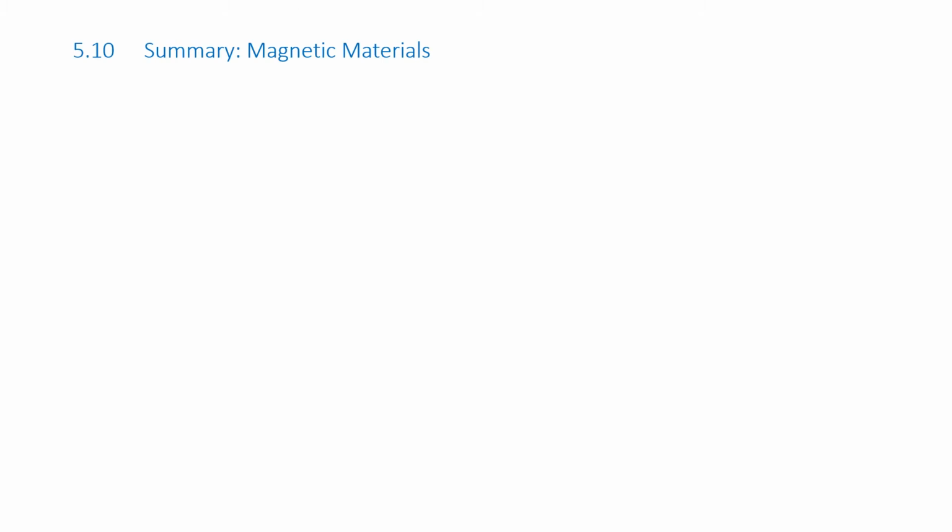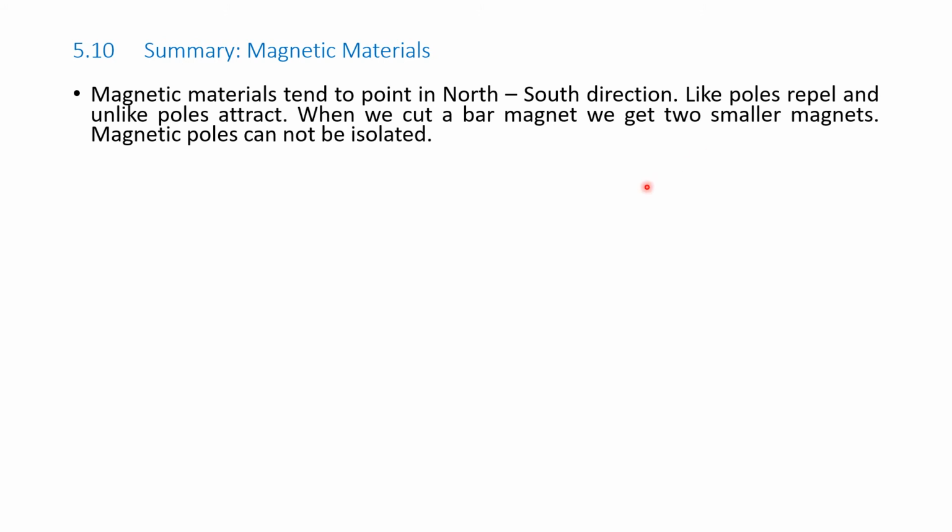Let us summarize the discussions held in chapter number 5. Magnetic materials tend to point towards north and south direction. Like poles repel and unlike poles attract. When we cut a bar magnet, we get two smaller magnets, and magnetic poles cannot be isolated.